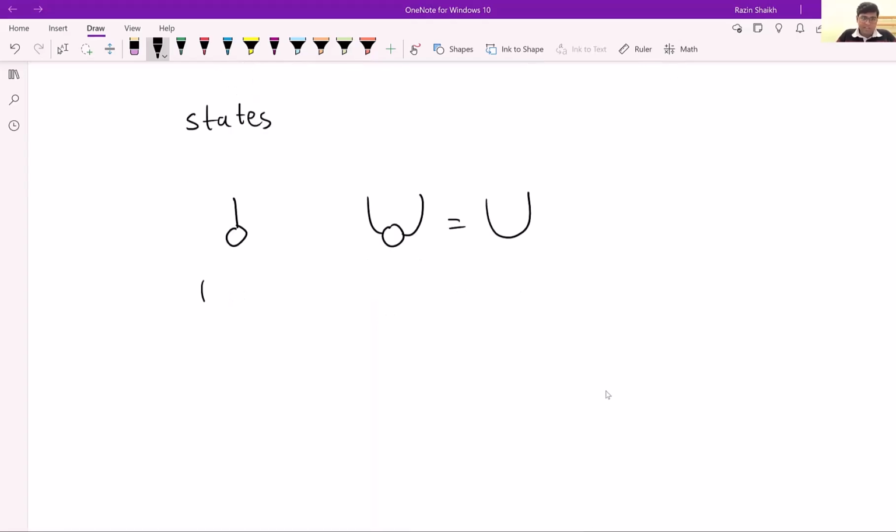And you also have tests. So it could be some wires with multiple inputs and no outputs. And in particular, if you have two inputs and no outputs, that's equal to the cap state.